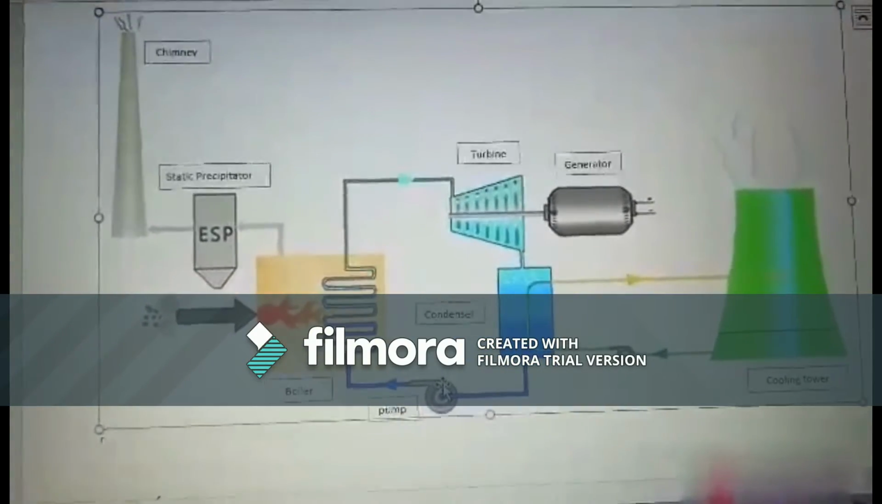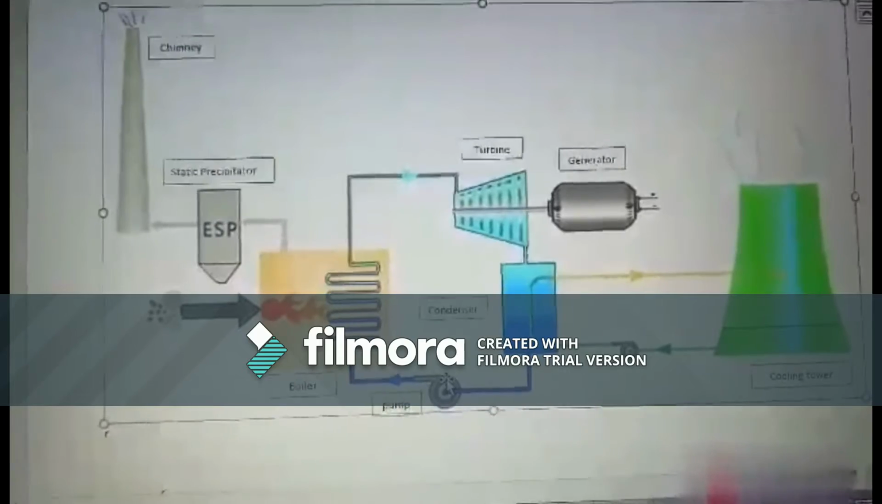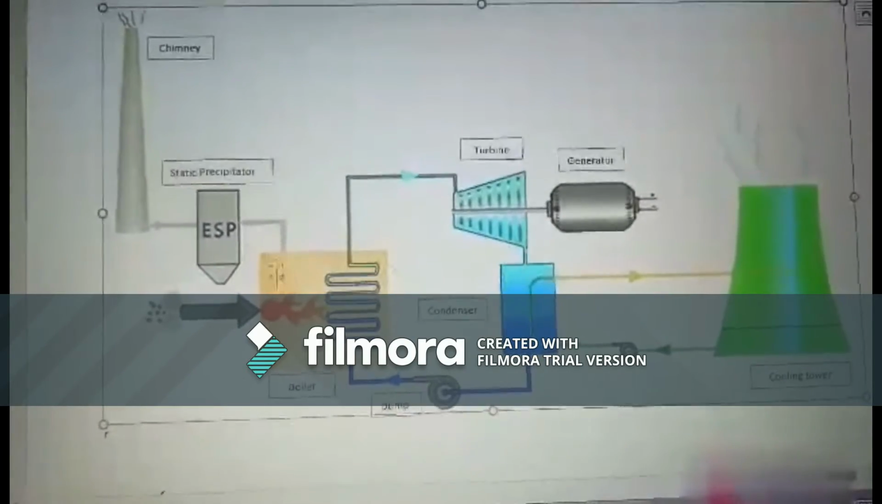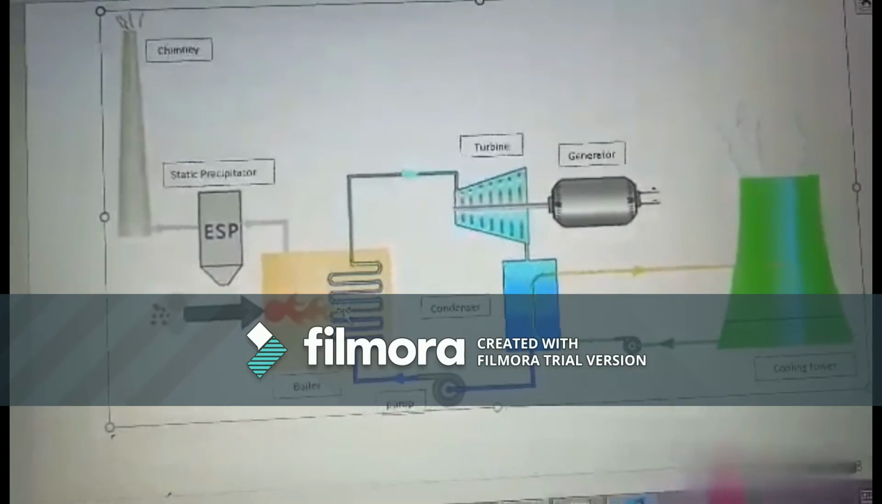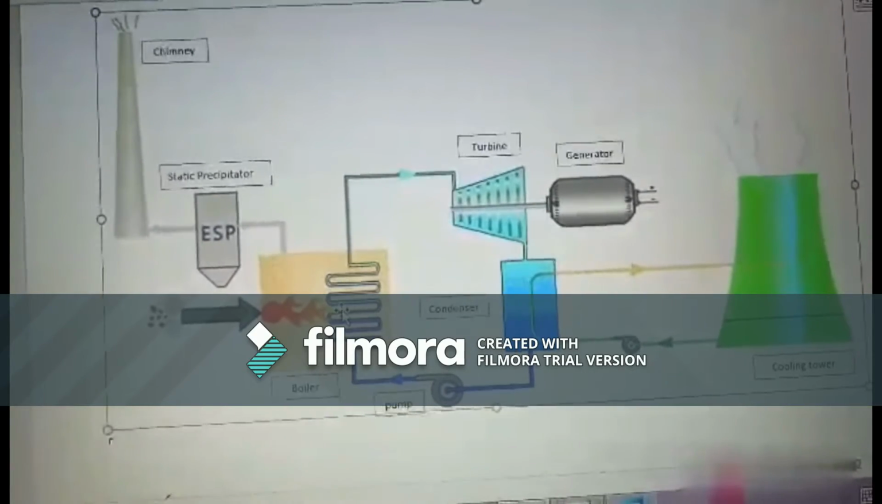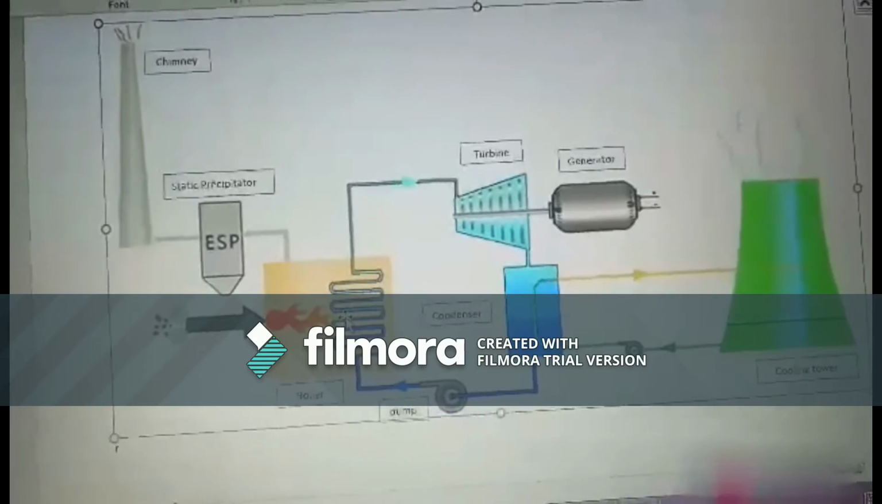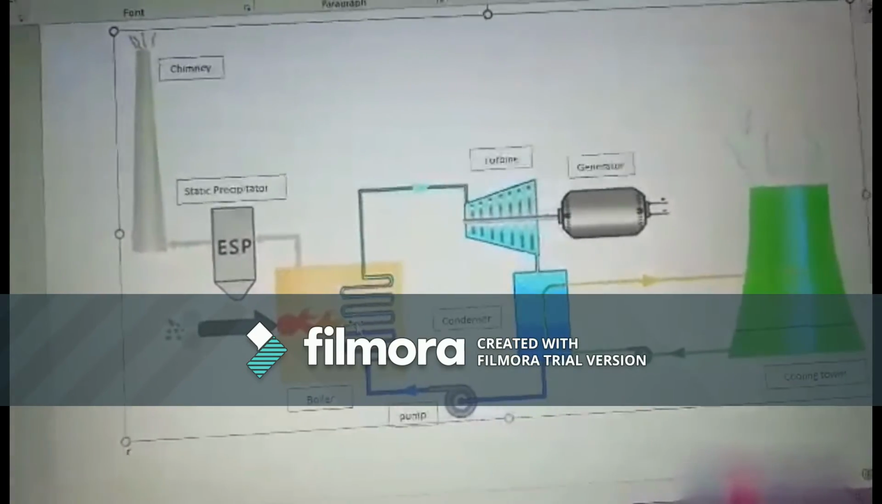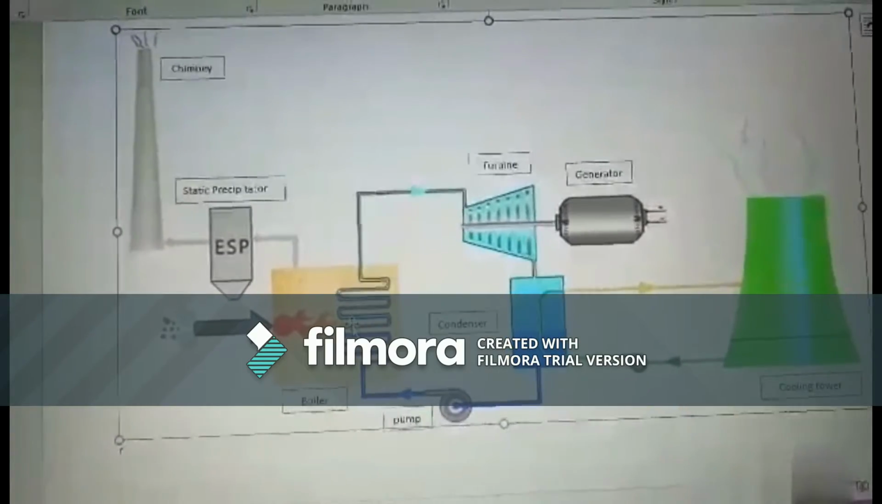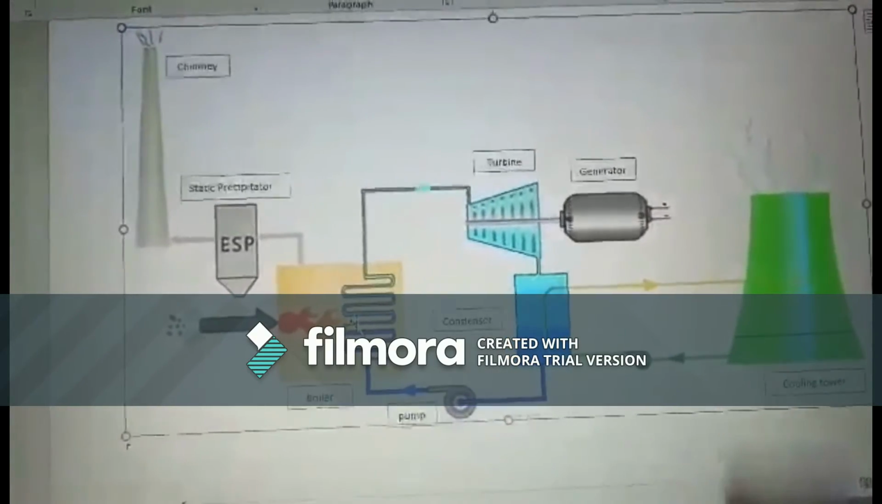The heat is added through the heat exchanger called the boiler. This is the boiler. The boiler increases the temperature, and the liquid turns into steam. This complete thermodynamic cycle is known as the Rankine cycle.